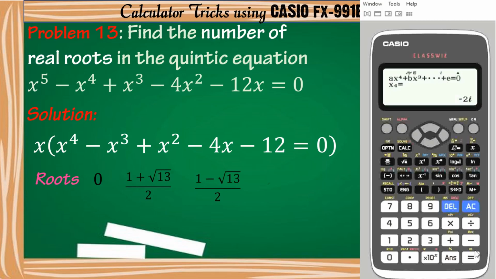You have this one. But the problem asked is, we have to find only the number of real roots. So, real lang po yung hinahanap natin. And we know that these two are imaginary. So, we only have 1, 2, 3. So, the number of real roots is 3. So, yan po yung final answer po natin.